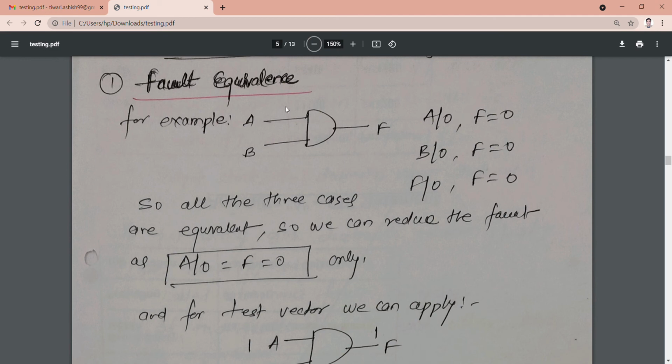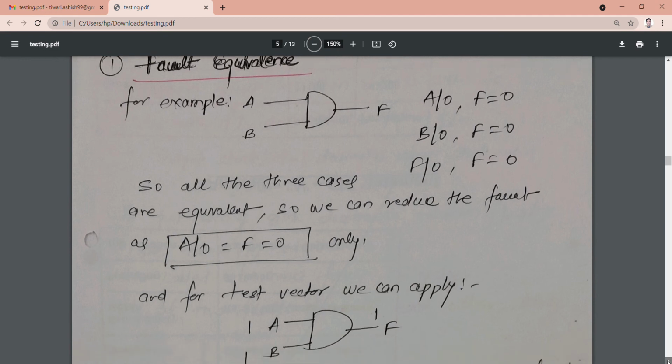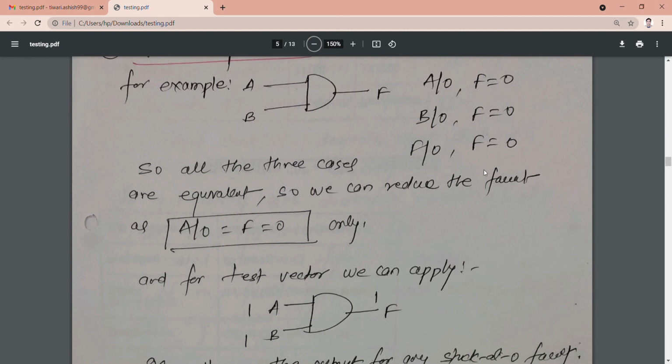So this is known as fault equivalence. All these 3 fault cases are equivalent to each other. So if I choose any one, let us say A stuck at 0, I can always test that F stuck at 0 fault.